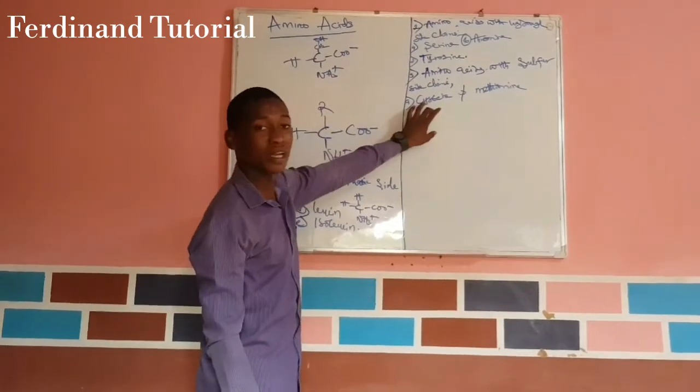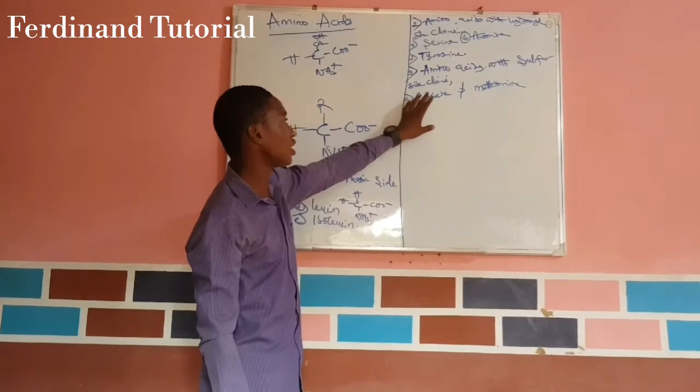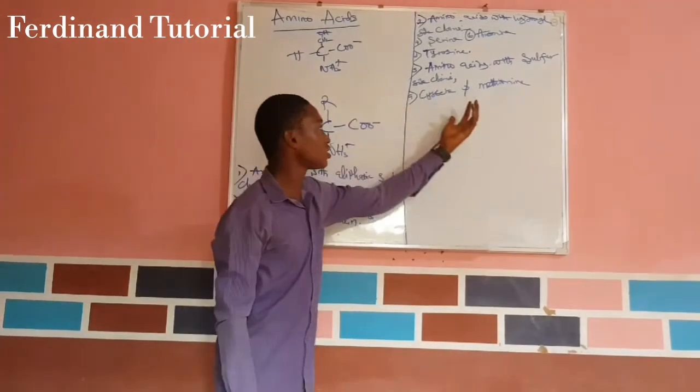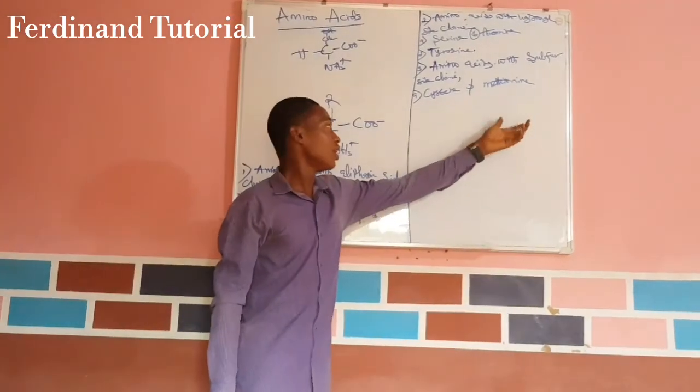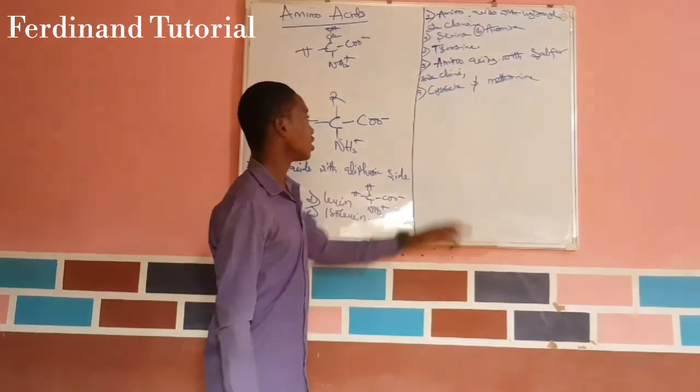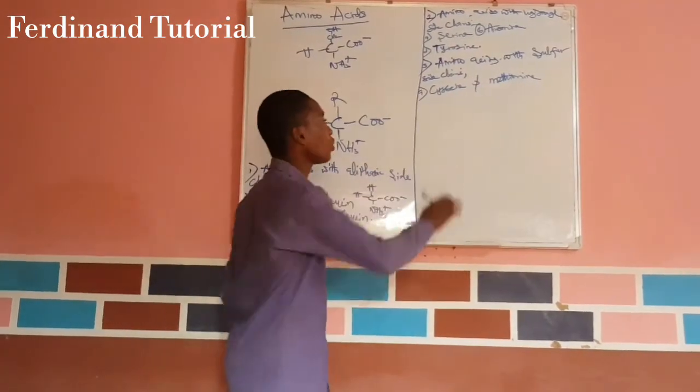Now when we're talking about sulfur-containing amino acids, those that have sulfur atoms in their side chains, we're talking about cysteine and methionine. They have sulfur atoms in their side chain. That's why we classify them differently.